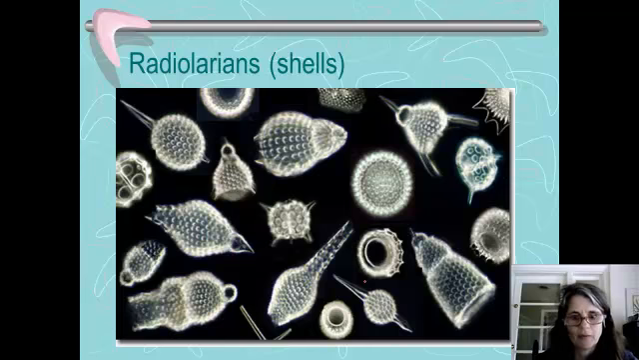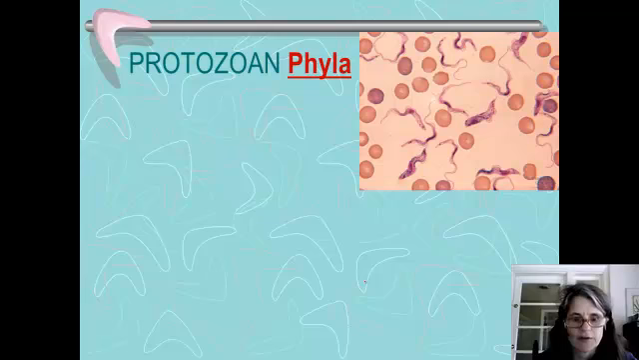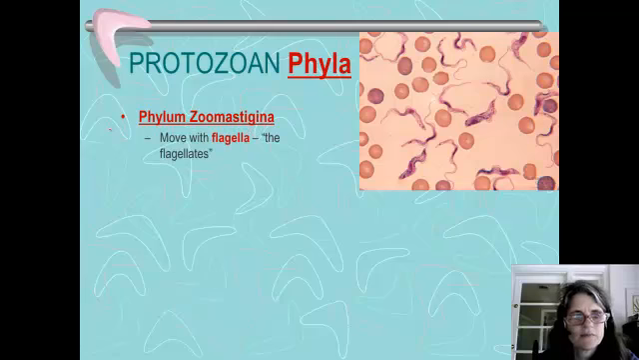That's a picture of the radiolarians with their shells, the shells of the radiolarians, so again made out of silica, which is very pretty. All right, the next phylum we're going to talk about for protozoans are the Zoomastigina. Okay, and this group moves with flagella. Remember, we're organizing these animal-like protists based on how they move.